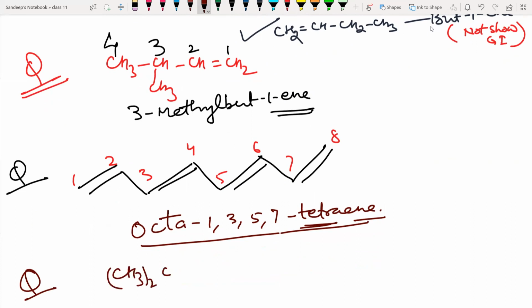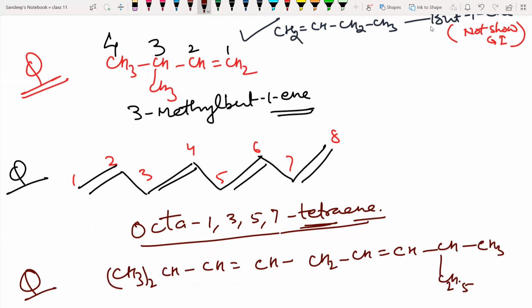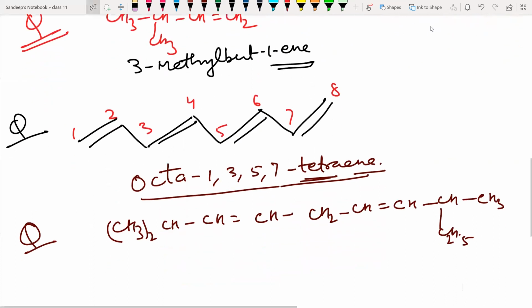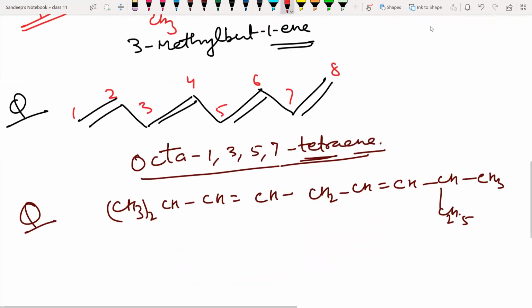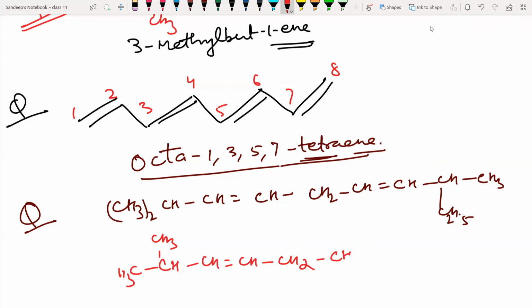Next, CH3, CH, CH=CH, CH2, CH=CH, CH, CH3, and here is C2H5. So you can try this yourself, students. Here one is methyl like this, and ethyl can be written as CH2CH3.